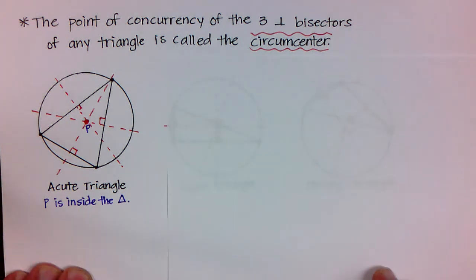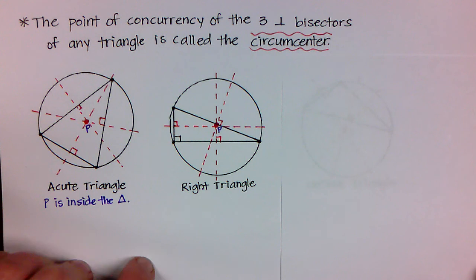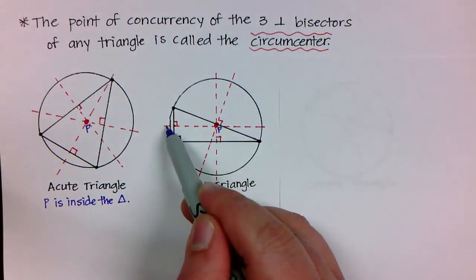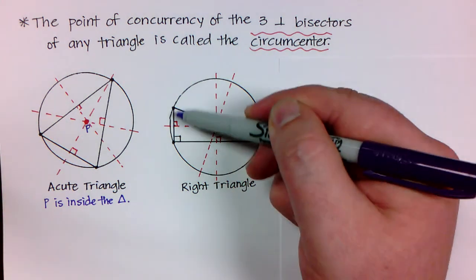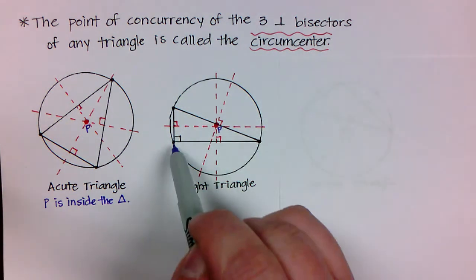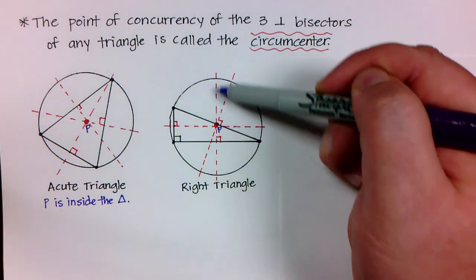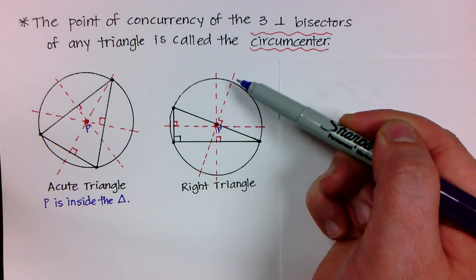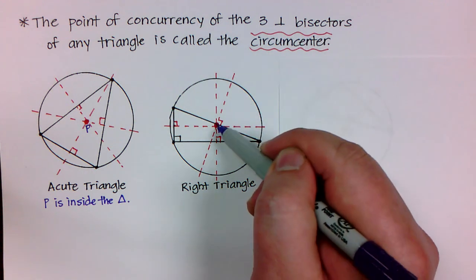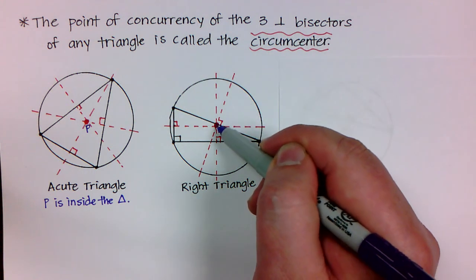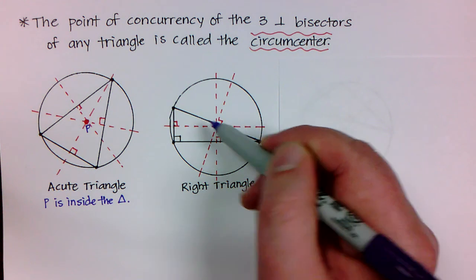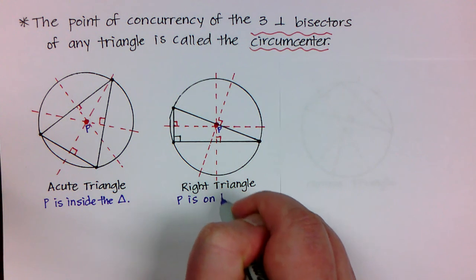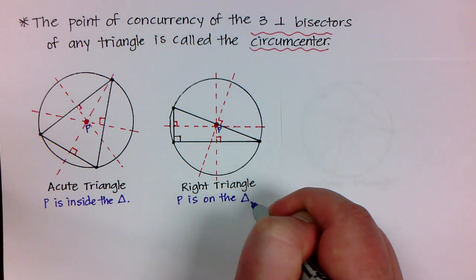Okay. I also have a right triangle that I drew for you inside of a circle. And this time I drew this perpendicular bisector of this left-hand side. I also drew the perpendicular bisector of the base right here. And I drew the perpendicular bisector of the hypotenuse. And as you can see, actually, this time the circumcenter is right on the triangle. It's on the side of the triangle. So this time P is on the triangle. It's just a very cool fact.